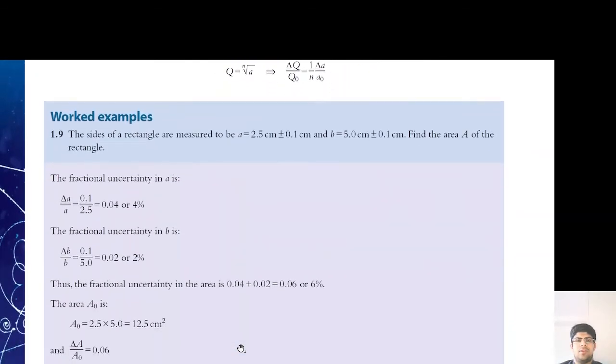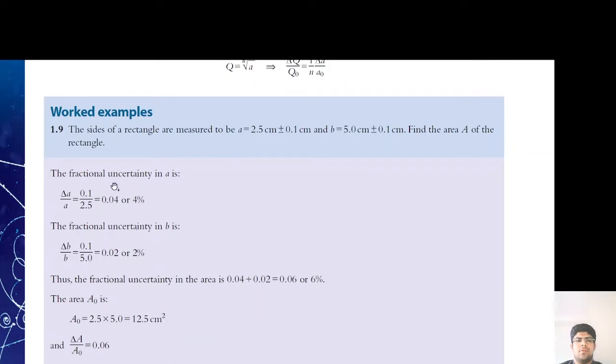Here we have another example. The sides of a rectangle are measured to be a equals 2.5 centimeter plus minus 0.1 centimeter and b equals 5.0 centimeter plus minus 0.1 centimeter. Find the area A of the rectangle. We have to find the area, and we have these values. So first we have to find the fractional uncertainty in a. So delta a over a, delta a is 0.1 and a is 2.5.